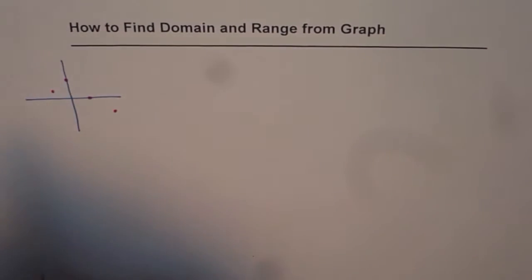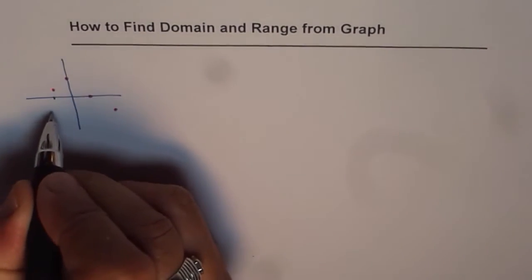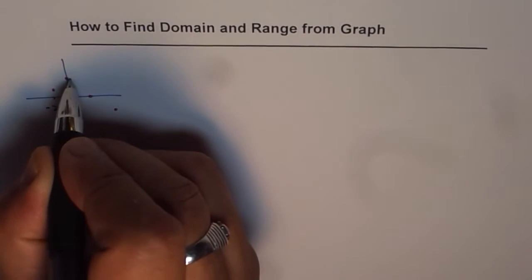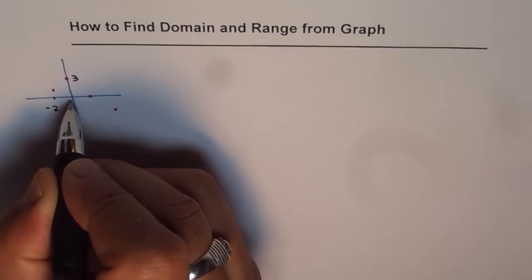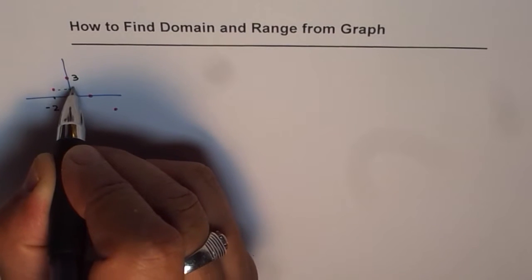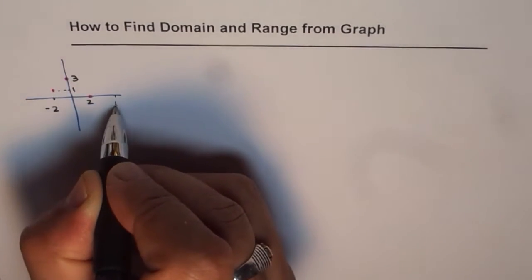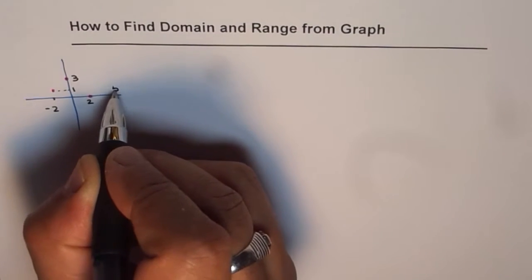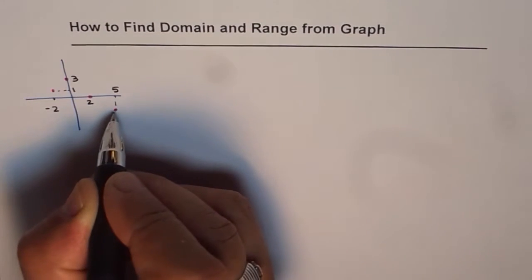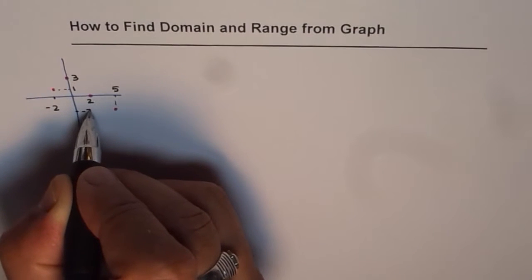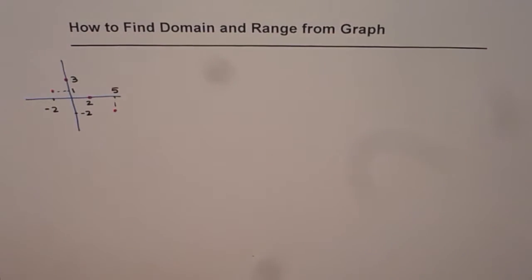So the points here are, let's say this value for x is, let us say -2, this value is 3. Now here this y value is, let us say 1, this value is +2, and for this point let this value be 5, the x value, and the y value be -2. Now for this function where I've given you a few points, find domain and range.